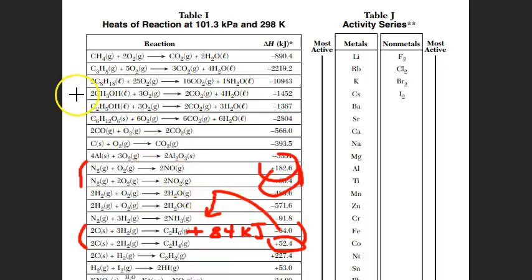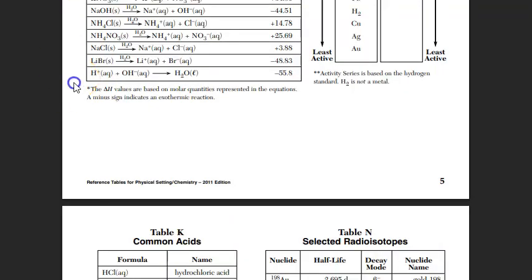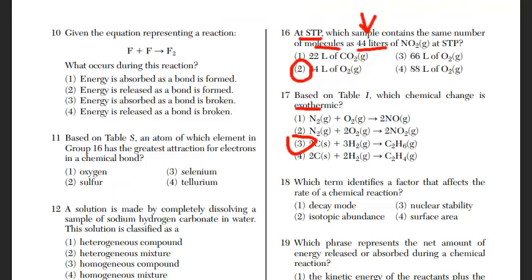Now, the other thing with reference Table I, just in case you forget, here at the bottom of the table, it tells you that the minus sign is for an exothermic reaction. You just have to go and check out the reference table. And remember, practice with the reference table. Don't just say, yeah, I got it. You have to go through everything, because if you don't, it's so easy to make a simple mistake on the test. So for 17, it was choice 3. Moving on to 18, which term identifies a factor that affects the rate of a chemical reaction?